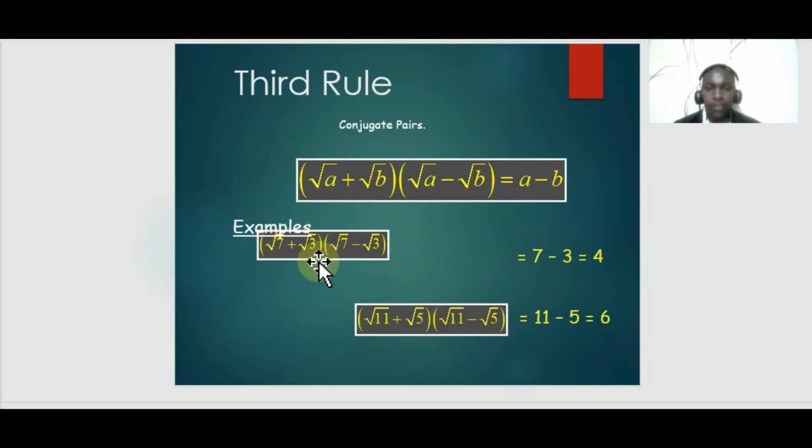Just use the difference of two squares. Root 7 squared is 7. Root of 3 squared is 3. And 7 minus 3, you subtract, you get 4. The same way to this, for you to expand this or to work out this, you just need to take root of 11 squared will give you 11. Then subtract root of 5 squared will give you 5. And 11 minus 5 will give you 6.